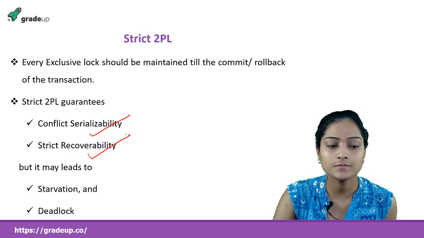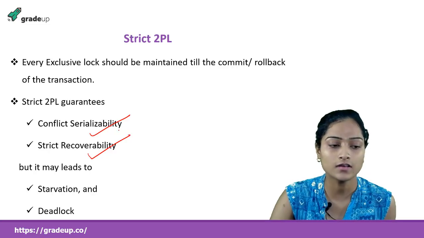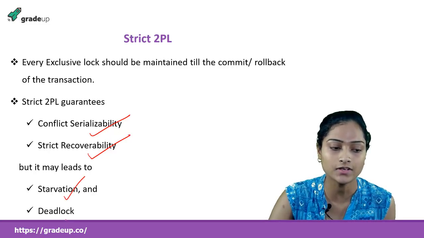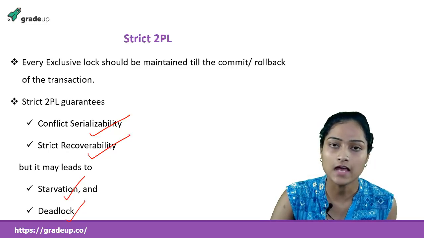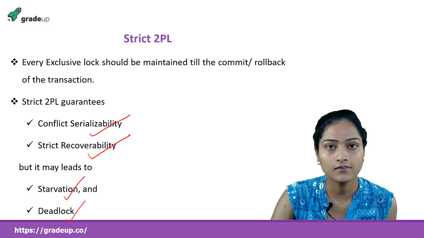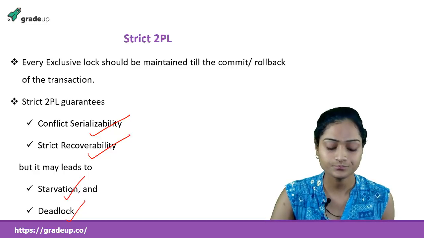But it also suffers from two problems. One is starvation and the other is deadlock. Yes, strict 2PL can also lead to starvation and deadlock in the transaction system.